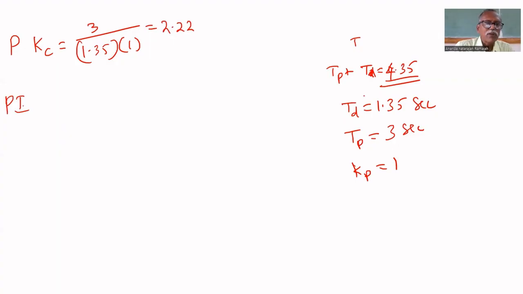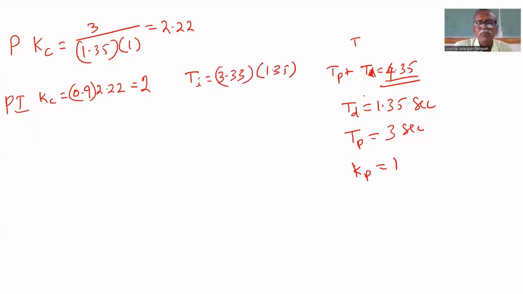2.22. For the PI controller, Kc equal to 0.9 times 2.22. How much? Exactly 2. Okay, Kc equal to 2. Ti equal to 3.33 times 1.35, equal to how much? 4.49.